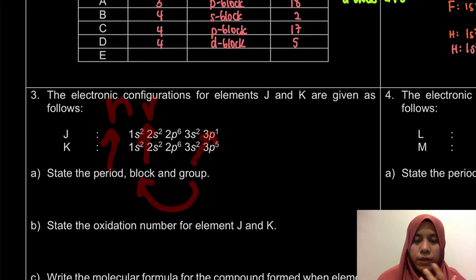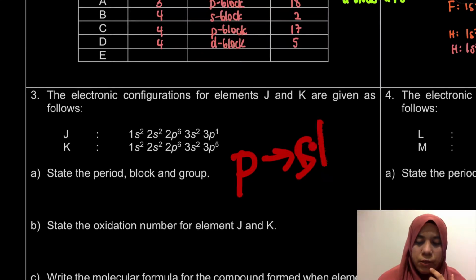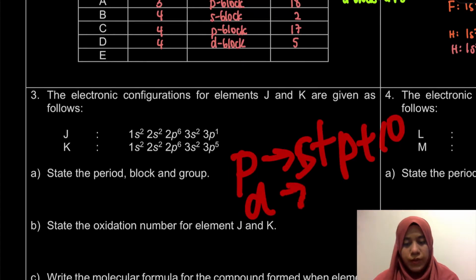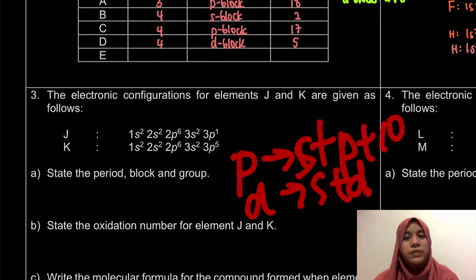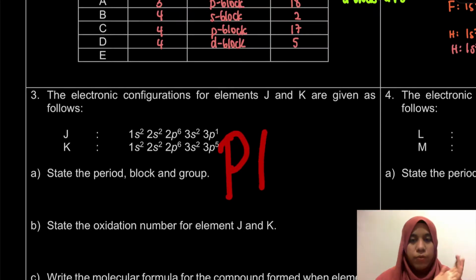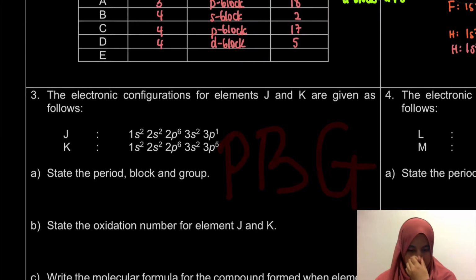So why did I mention that? Because for P block, we add the electrons in s, the electrons in p, plus 10. For D block, we add the electrons in s plus the electrons in d. That's why, to determine the position, the simplest first step is to determine the period, then the block, and last but not least, the group itself. Okay, so now let's look here.